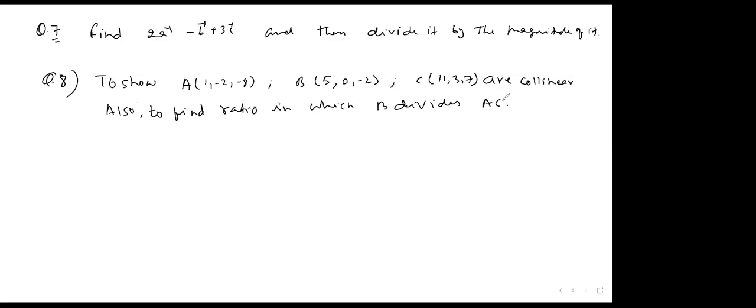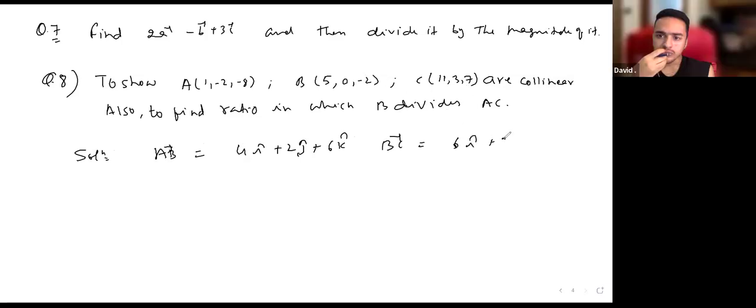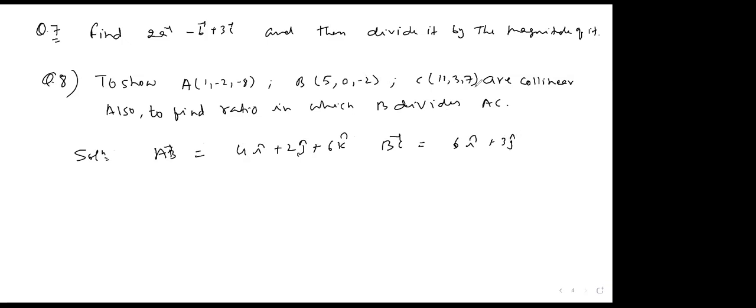First of all, we will find AB vector. AB vector is B minus A: 5 minus 1, 4i cap plus 2j cap, and minus 2 plus 8 is 6k cap. And BC vector is C minus B. So 11 minus 5 is 6i cap, 3 minus 0 is 3j cap, and 7 plus 2 is 9k cap.